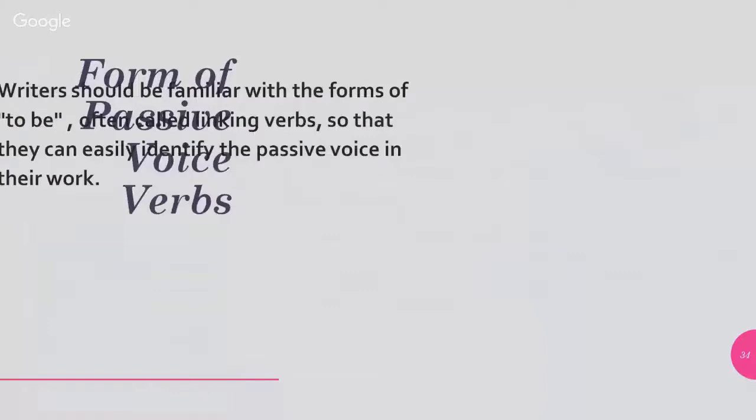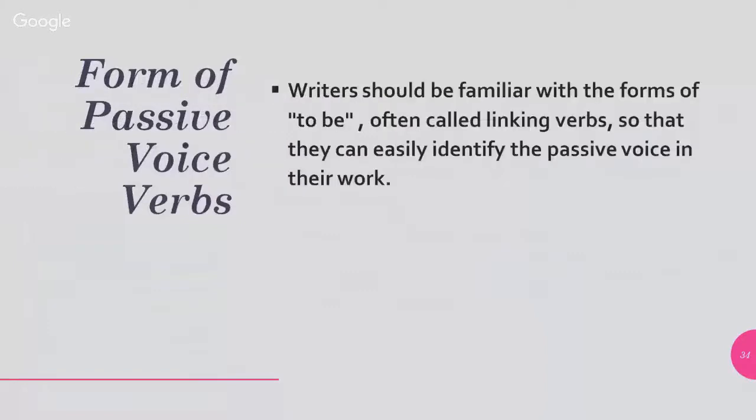Writers should be familiar with the forms of to be, often verbs, so that they can easily identify the passive voice in their work. I cannot stress this enough. I said the same thing when talking about tenses, and I am saying it again for voices. Please remember the be forms well. Please don't forget this.